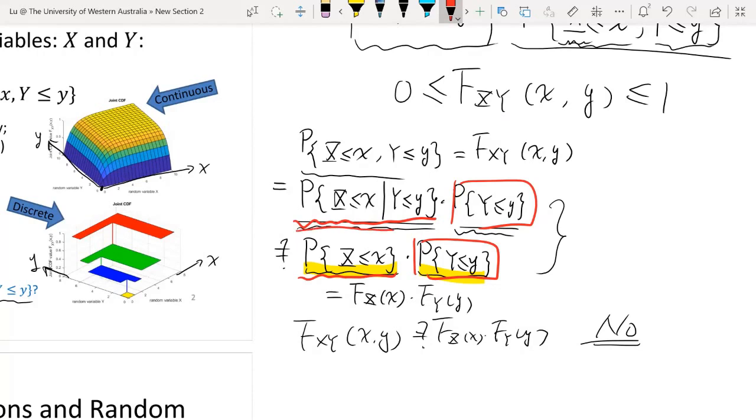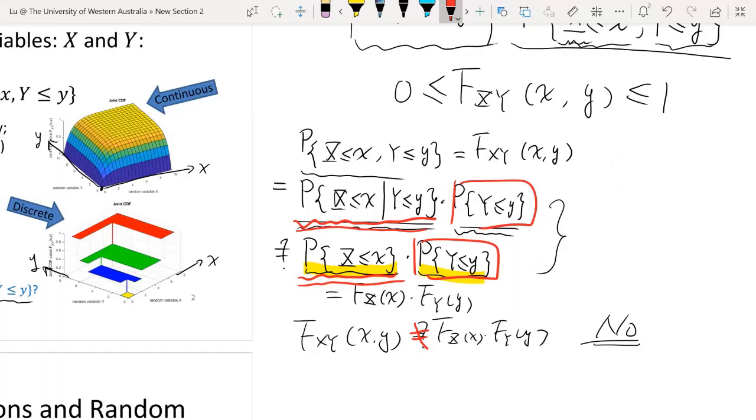The first term on the left-hand side is a conditional probability, and the second term is just the probability of the event X smaller or equal to x. These may not be the same. Generally, they are not equal. In other words, generally, these two things are not equal. We can see exceptions very soon.